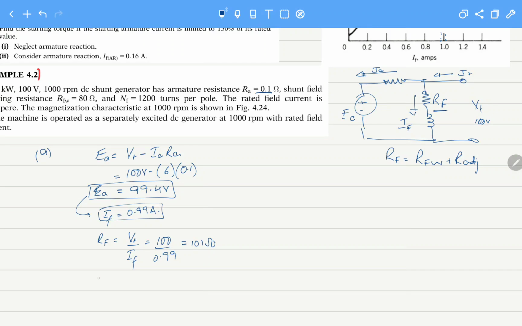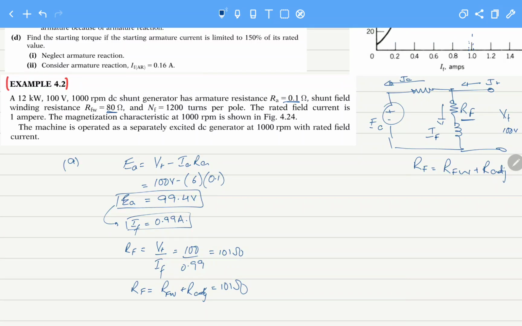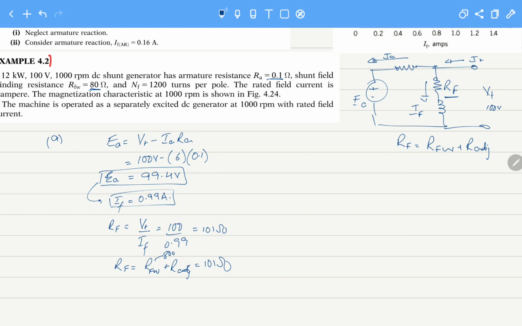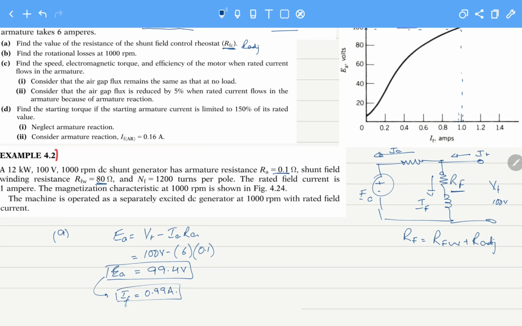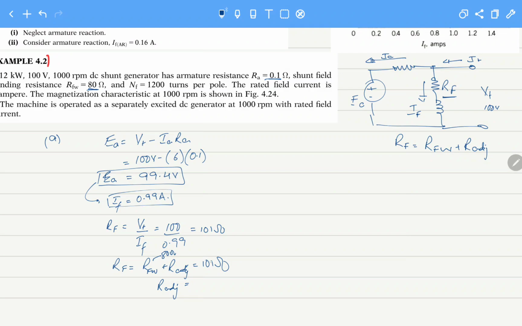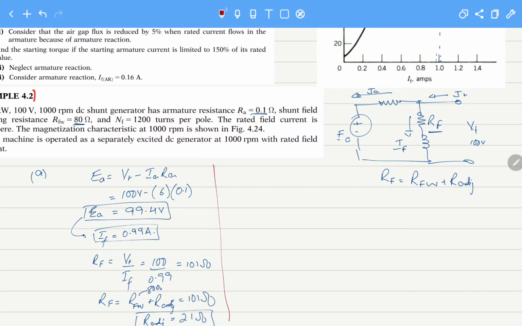And we know that RF equals field winding resistance plus R adjustable resistance, which equals 101 ohms, and the field winding resistance is 80 ohms. So what will be the value of R adjustable, also known as field control? It is the same thing with different connotations. So this will equal 21 ohms. So the value of R adjustable at no load condition, when the machine is taking 6 amperes of current, is 21 ohms.